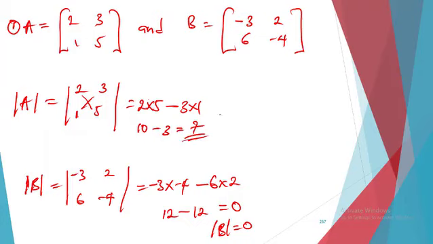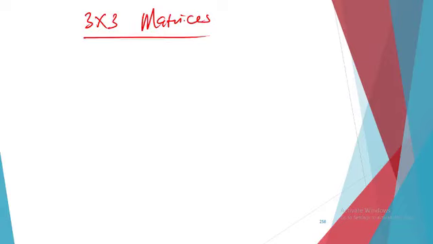Okay, so let's go over to the determinant of 3 by 3 matrices. We've looked at determinant of 2 by 2 matrices, so let's go over to determinant of 3 by 3 matrices. The determinant of a 3 by 3 matrix is given to us if we have A to be equal to A, B, C, D, E, F, G, H, I.